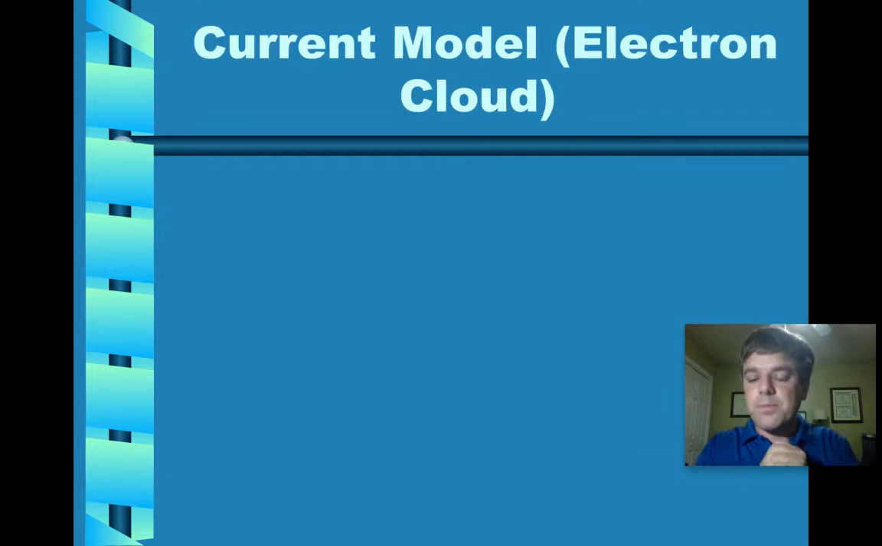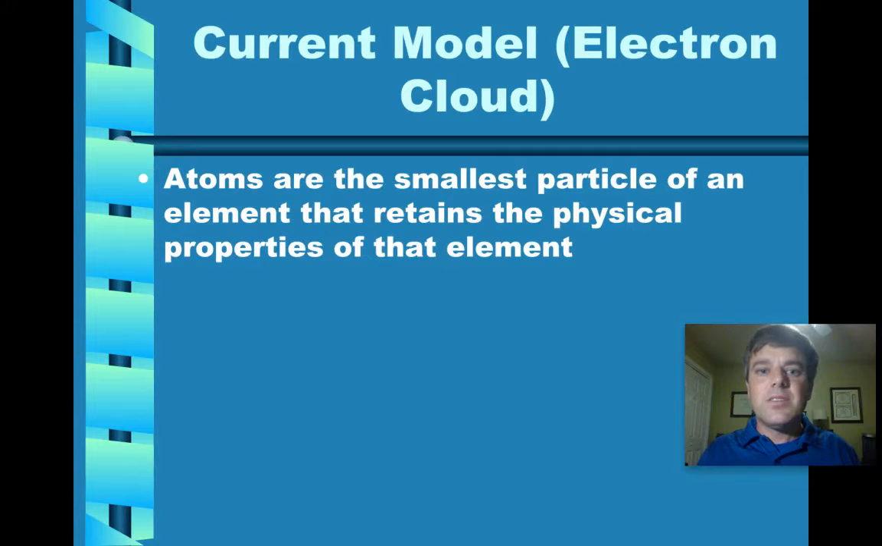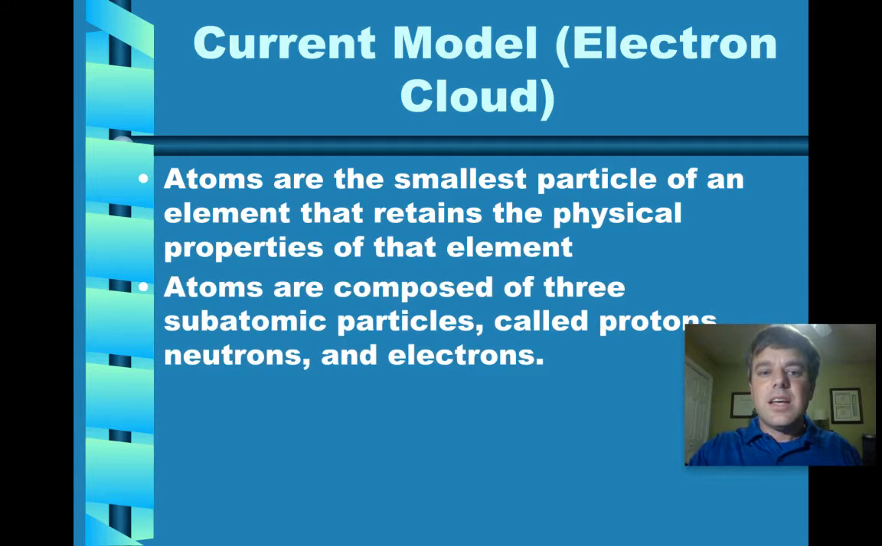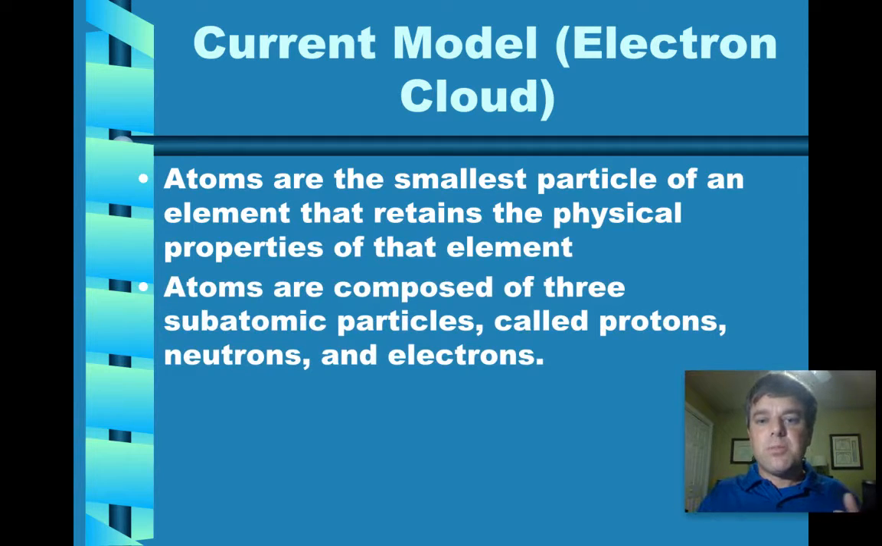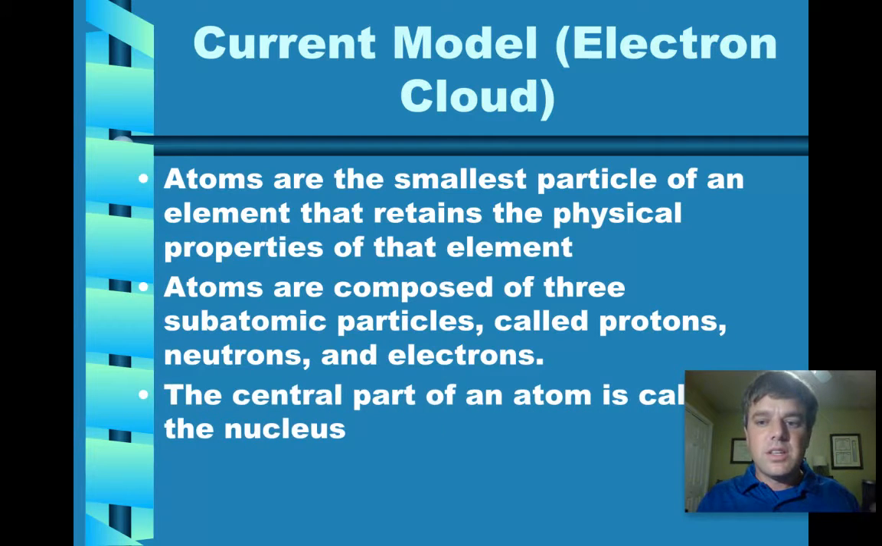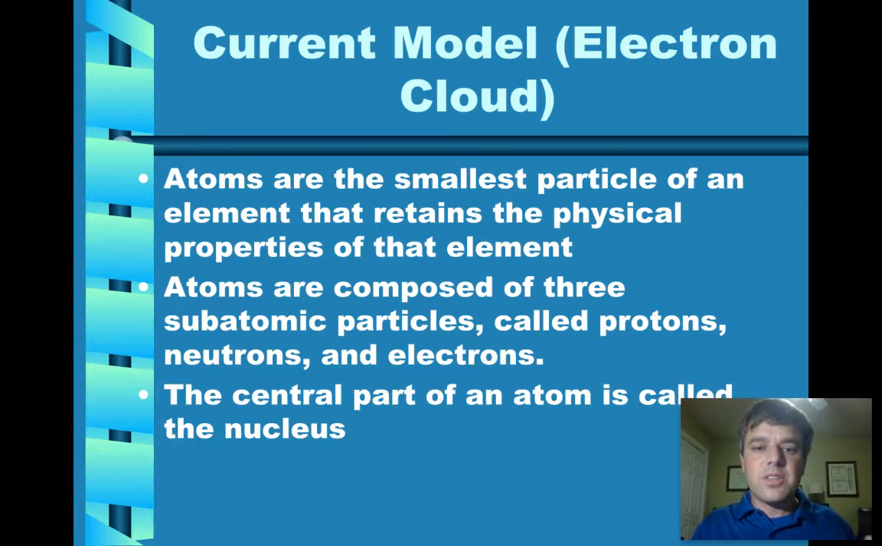Today we're going to get into some more details with Unit 1, atomic structure, learning about atoms. We're going to look at our current model of the atom, the electron cloud model, which says that atoms are the smallest particle of an element that contains the physical properties of the element. Atoms have three particles called protons, neutrons, and electrons, and the central part of the atom is called the nucleus.